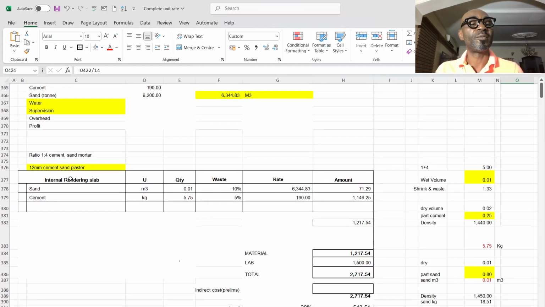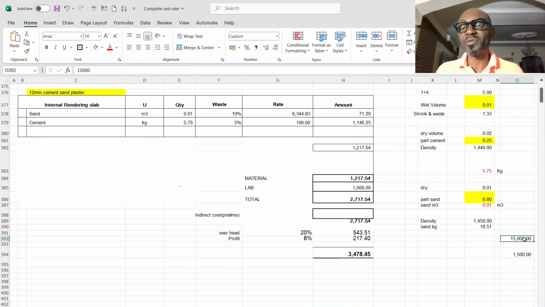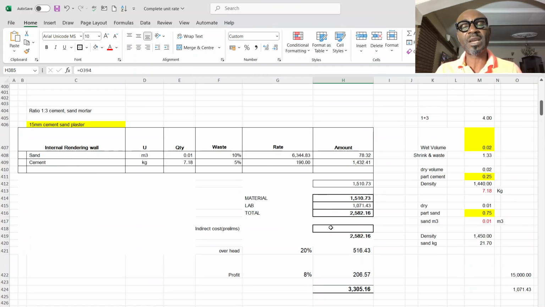While for slab, which is a very difficult job to do, the square area that will be covered is 10 square meter. So if you divide 15,000 by 10, you're having 1,500. So that is why you have 1,500 here.